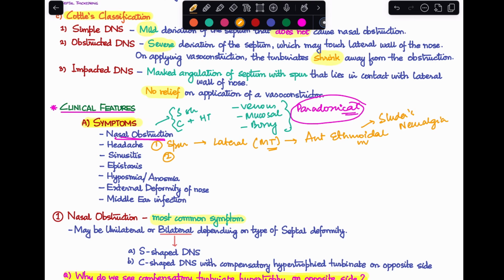Second, we have a DNS which is blocking off the osteomeatal complex. When the osteomeatal complex gets blocked, we know that a lot of our paranasal sinuses drain into the osteomeatal complex.